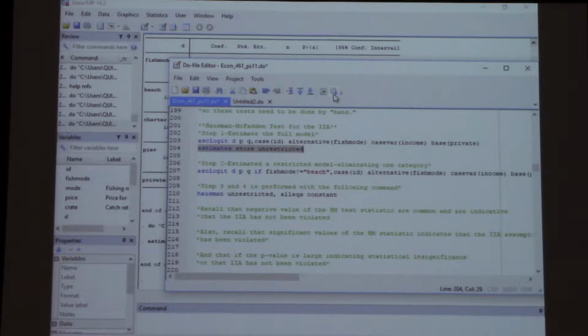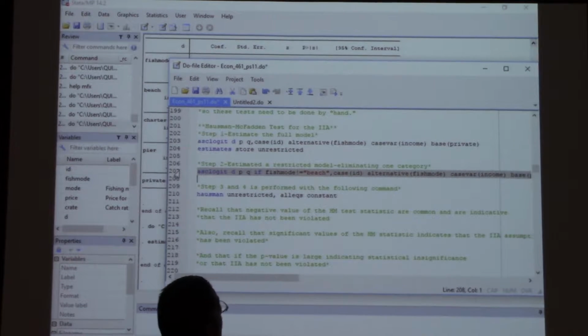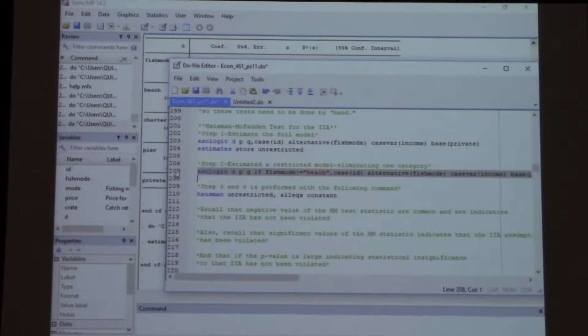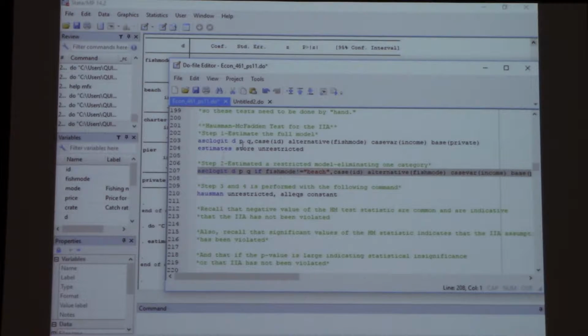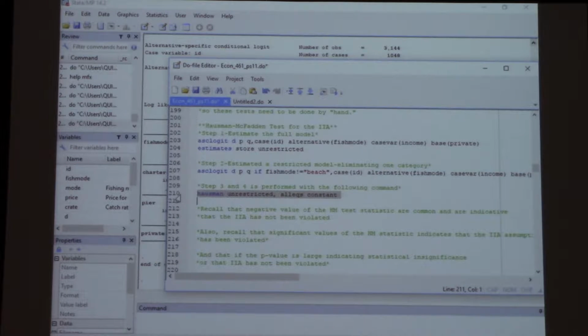Then we're going to run a series of these restricted models, and by restricted, we're going to just eliminate one of the categories, and then we're going to compare those coefficients and the variances of those coefficients. And again, we don't have to do that, Stata's going to do it, but all we have to do is run the regression. So notice that I'm saying run it for everything else except for fish mode not equal to beach. So get rid of that. Simple enough.